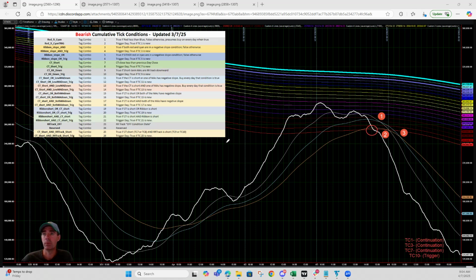These bearish cumulative tick conditions, this is what we've produced here at GammaEdge with some back testing, understanding that when these conditions turn on, it is in your best interest to be on the correct side of the market. Obviously, these are significantly bearish tag combos that we identified here. And with the chart here, you can identify what these are indicating.